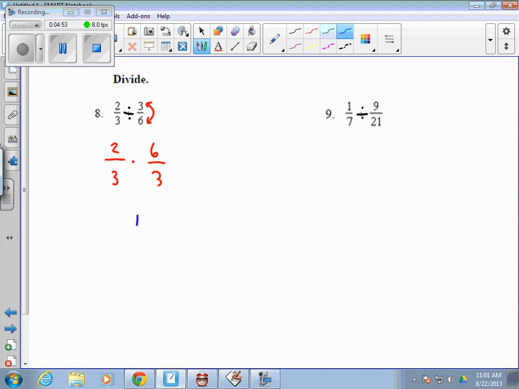2 times 6, you get the number 12. 3 times 3, you get 9. Then the number 3 goes into both of these. 3 times 4 is 12, and 3 times 3 is 9. It's a simplified fraction.